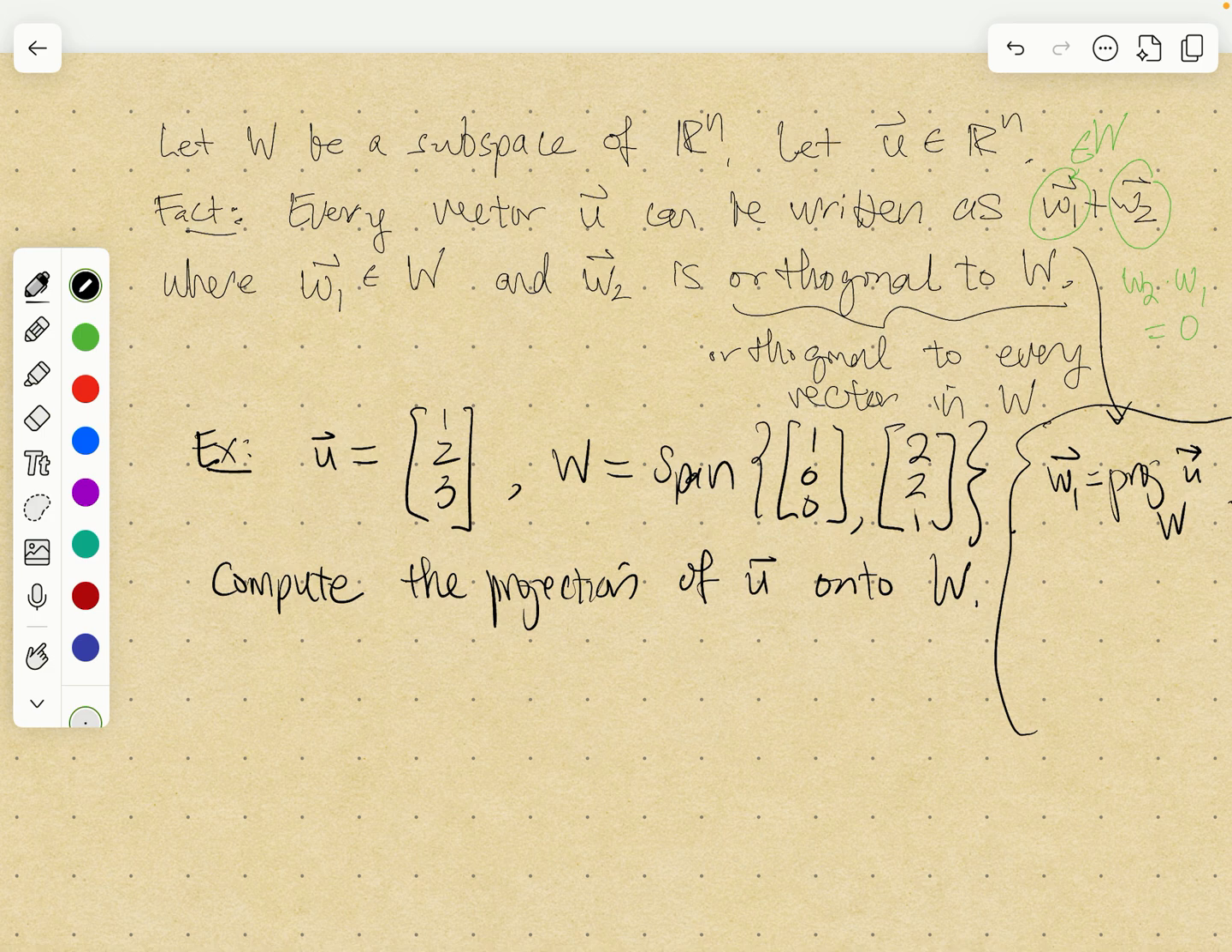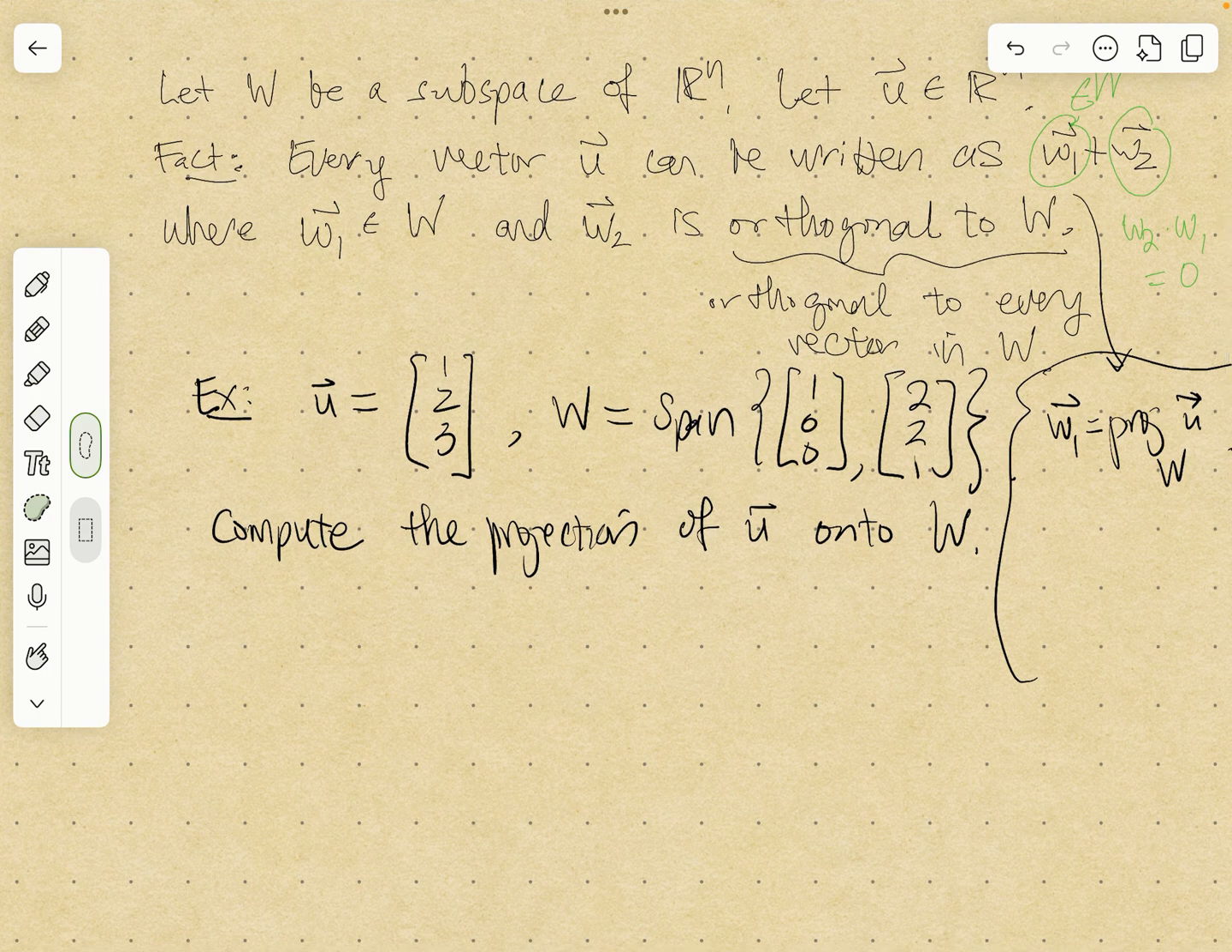And notice that instead of a single vector, previously we had the projection of U onto a vector V, but this time we're talking about a subspace. What we talked about before, projecting a vector onto a vector V, is a special case of what we're talking about now, where the subspace was a line. Here we're talking about a general subspace. In this example, it's a plane in R3. So what's the projection of U onto W?